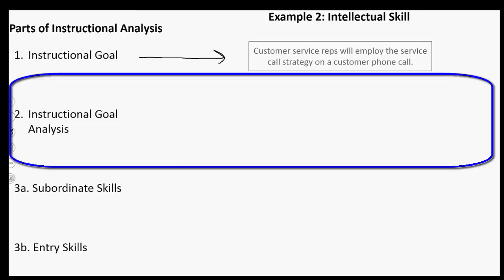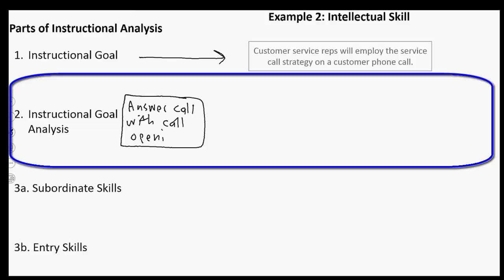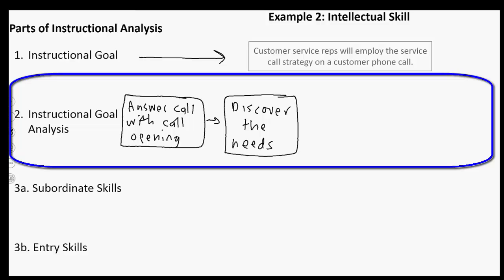So let's go ahead here. For our instructional goal of the reps using the service call strategy, let's start out here and we'll say that they need to answer the call using the call opening. So that's our first step. Now once they've done that, I think what they should do is discover the needs. So discover the needs of the customer. That's really an important step.